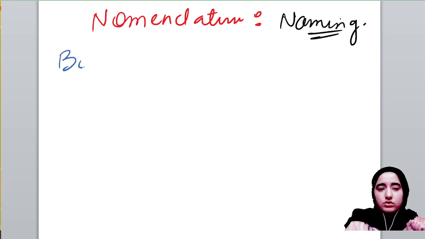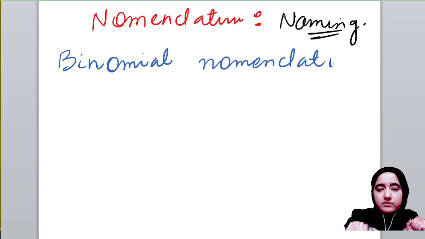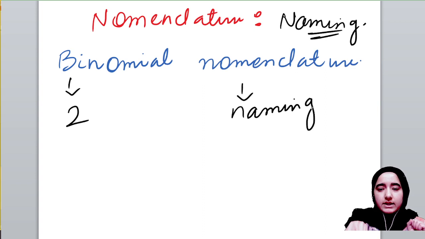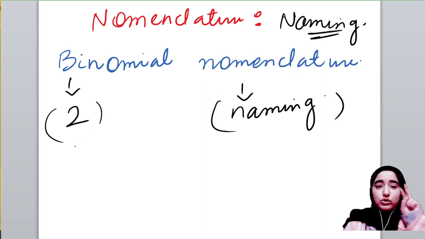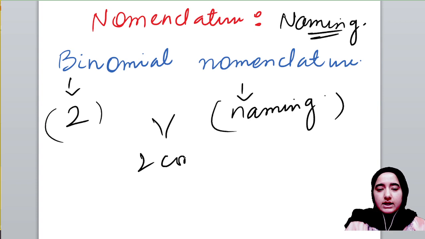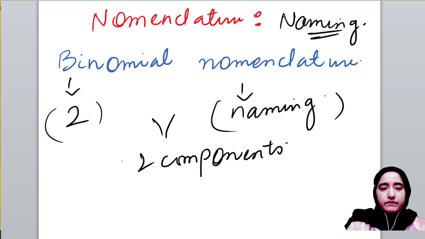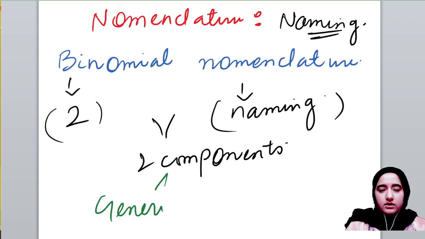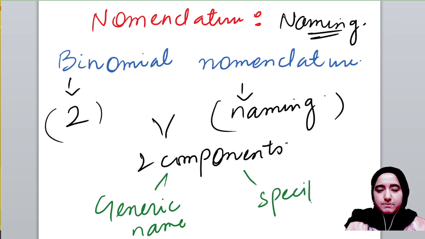What kind of naming do scientists do? They do binomial nomenclature. See, don't get confused, please. Bi means two, nomenclature means naming. That means in scientific naming we have two components. One of them is the generic name and another is the specific epithet.